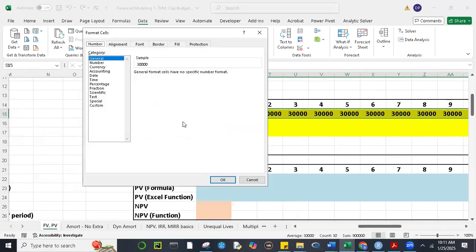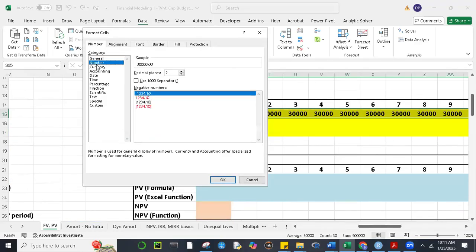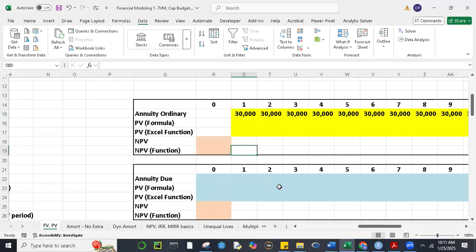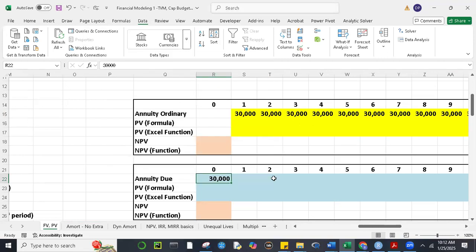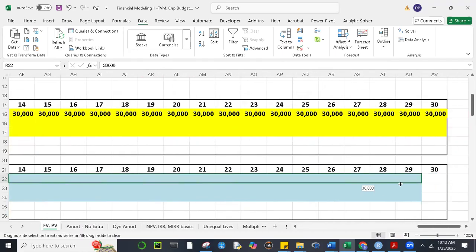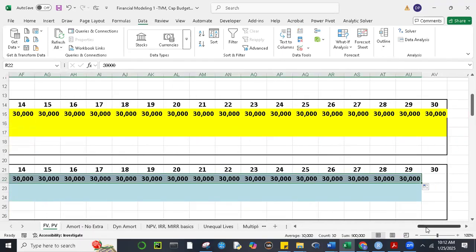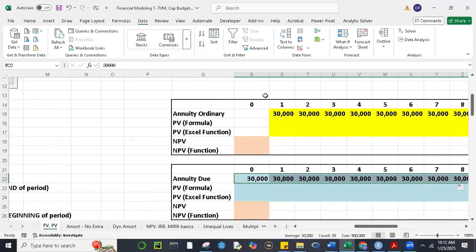Let's format it a bit. Separator, but no decimal place. On the other hand, our annuity due is 30,000. Let me format it also: Control 1, number, use separator, and then no decimal places. All right, so this is the difference between your annuity due and ordinary annuity.